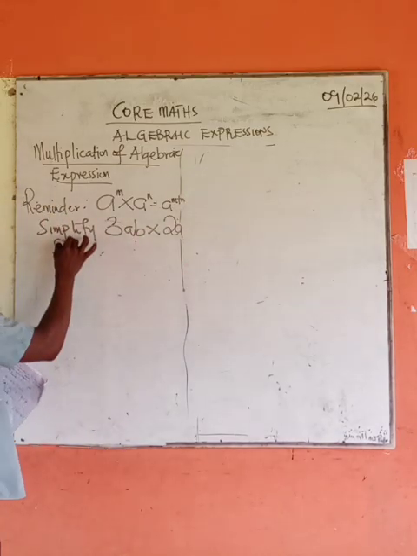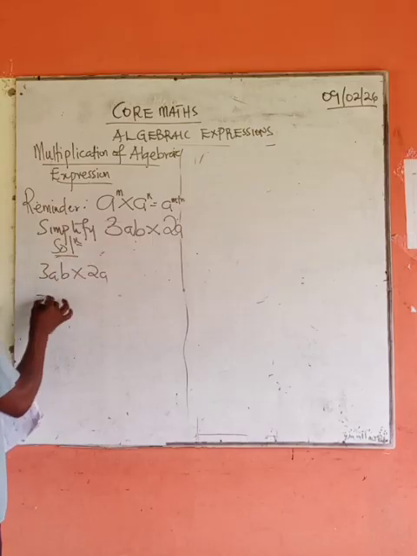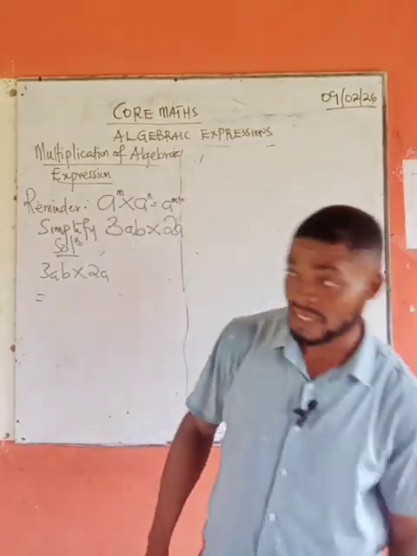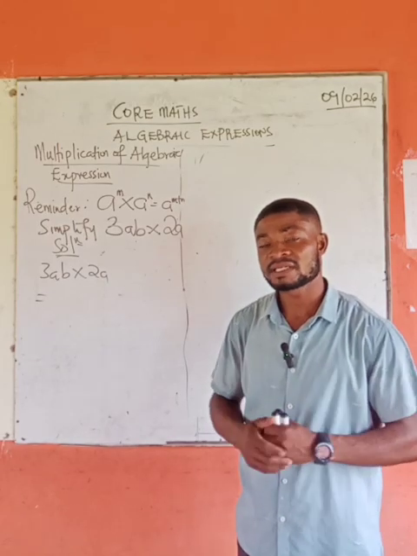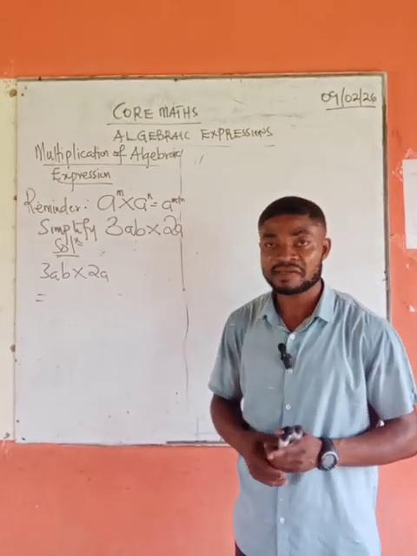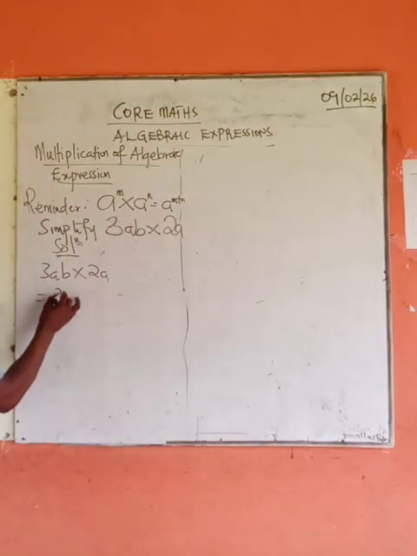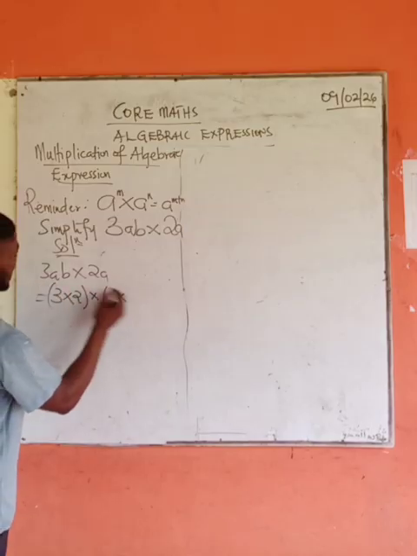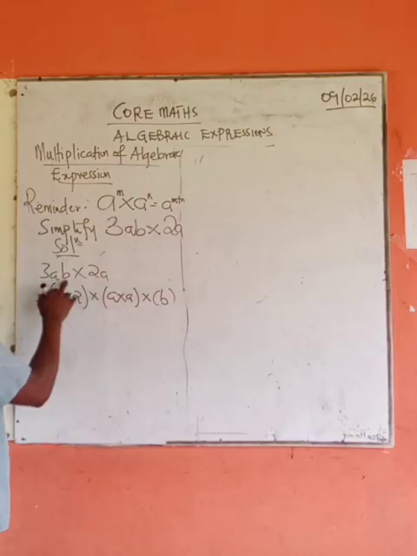So solution: 3ab by 2a. We multiply the numbers and then we multiply the variables. So the variable factors will multiply each other. If the other one does not have a factor, you just leave it as it is. So you do 3 times 2 in a bracket like this, also times a times another a here, then times b, because b is just 1.